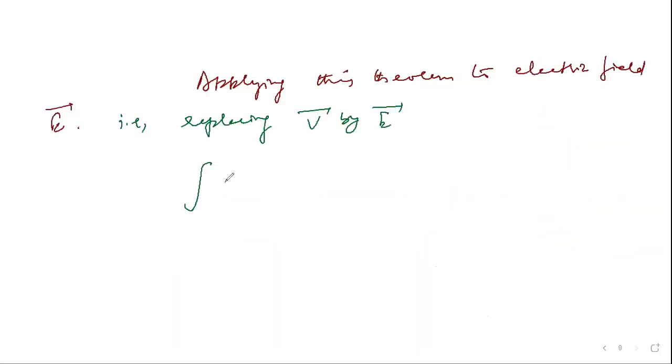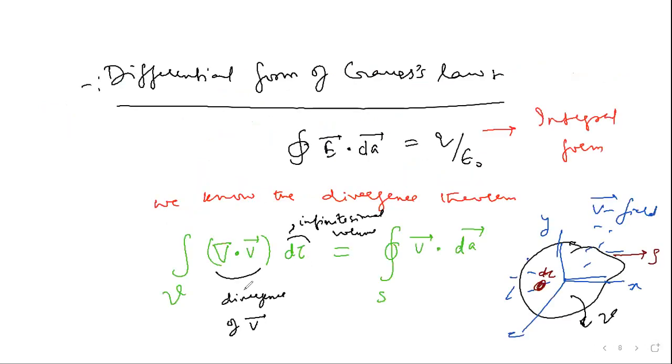this divergence of E d tau over some volume is equal to E dot dA over that surface which is enclosing that, right? Divergence of E d tau over nu, and here I have flux of E. So this also is over some surface, same surface S. Gaussian surface is also a surface, right?